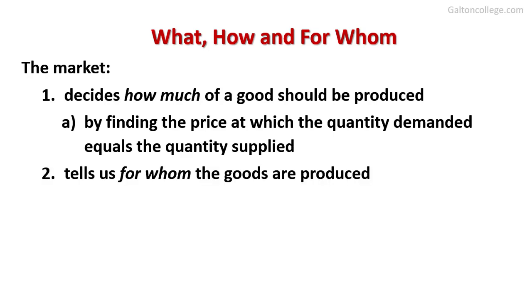It also tells us for whom the goods are produced. This is a bit more controversial. For whom are the goods produced? Well, produced for the customers, but the customers are the ones who have an effective way of paying. They have the means for payment. If they don't have the means of payment, they don't get the goods. In that sense, the market is quite harsh. It doesn't give out the goods to people who need them. They have to be bought. They have to be paid for.